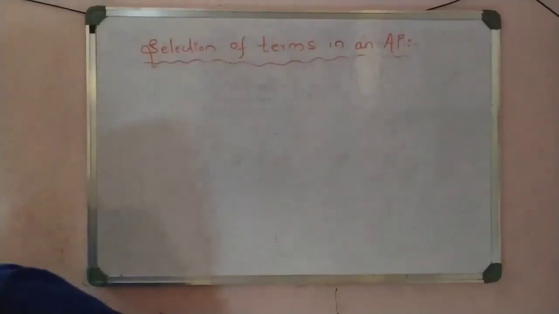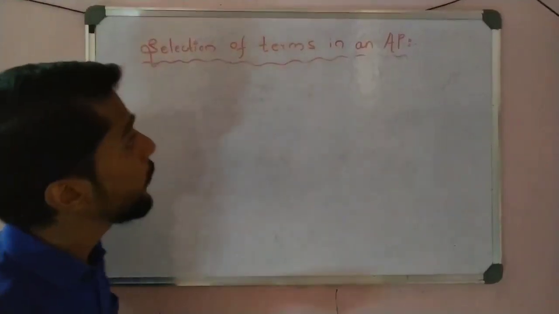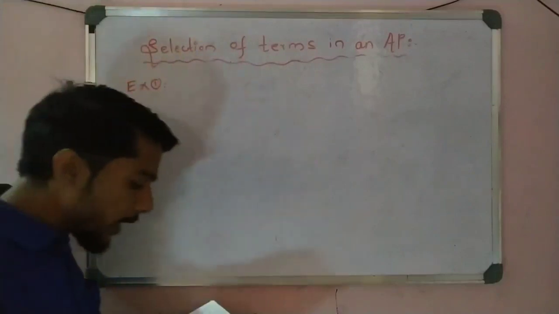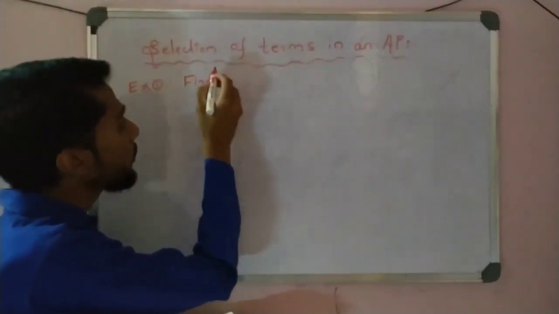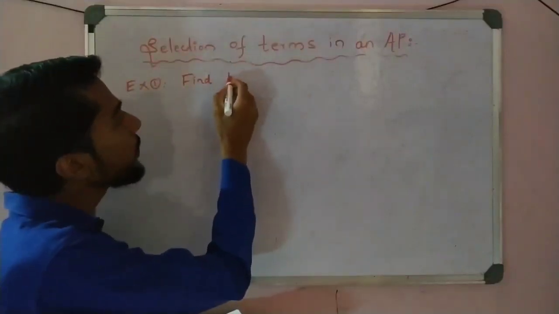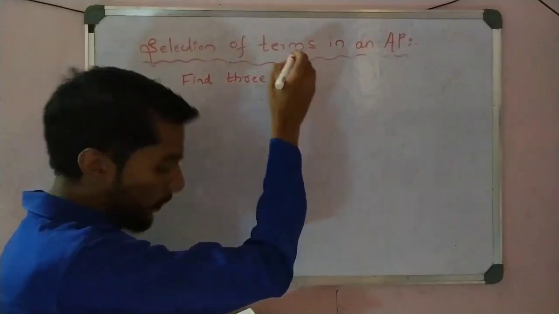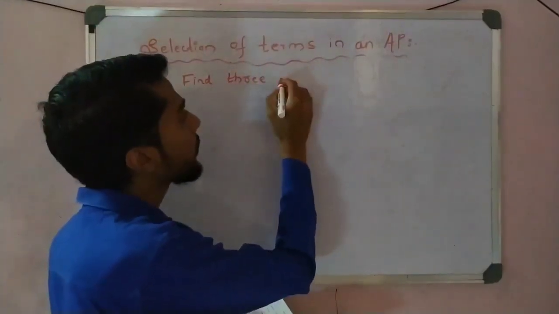Okay, right. Now let us see the problems. Please take your notes and write down the first problem of today's class. Example number 1. See how we use this one. Find 3 numbers. Okay, not terms, numbers.